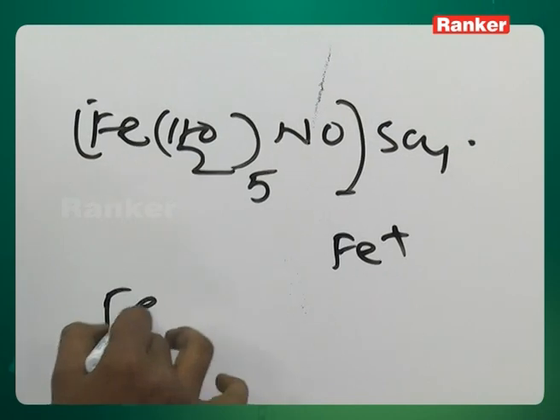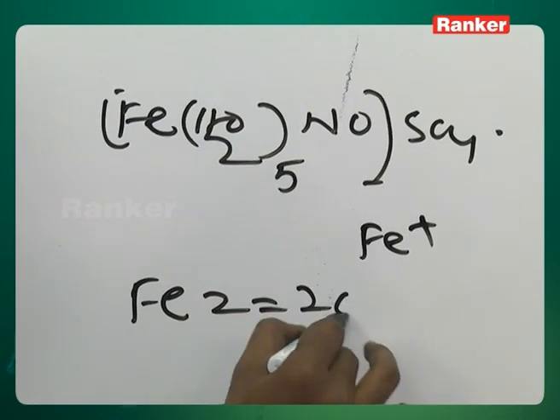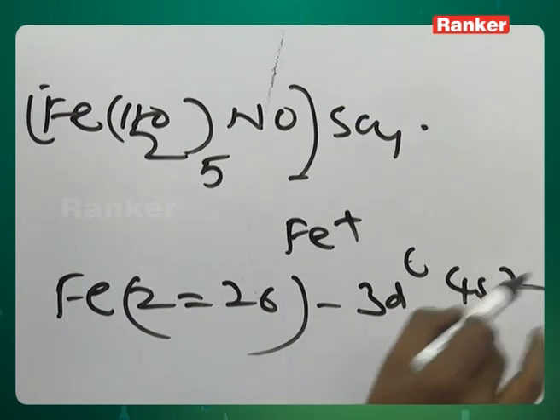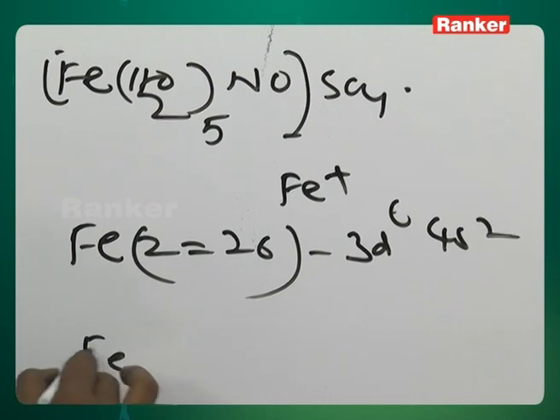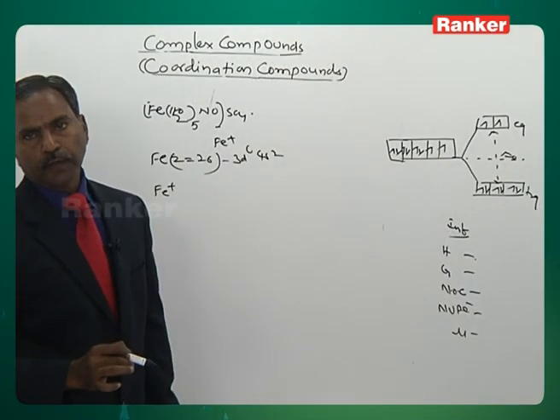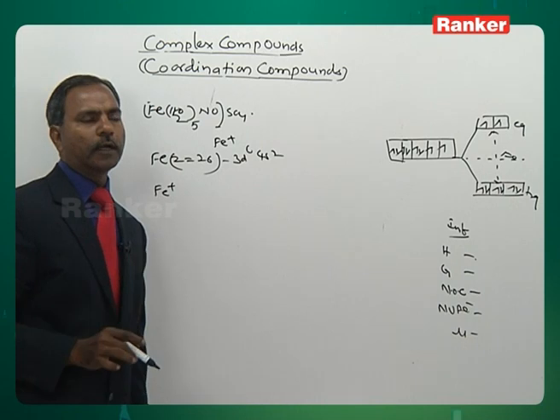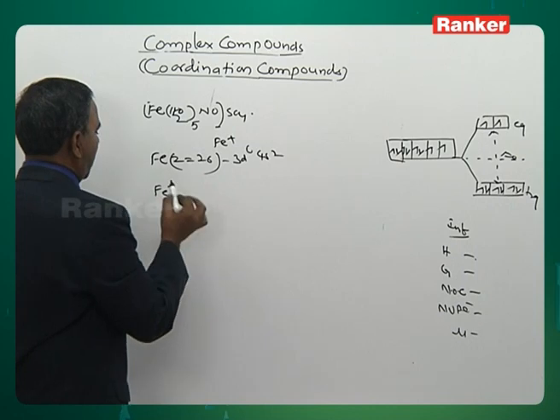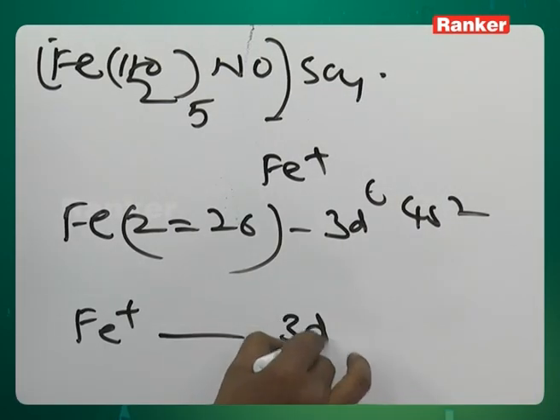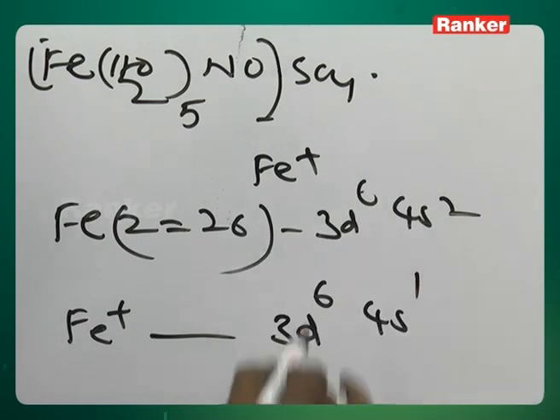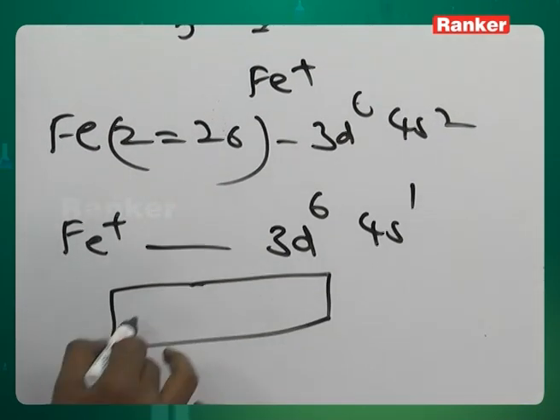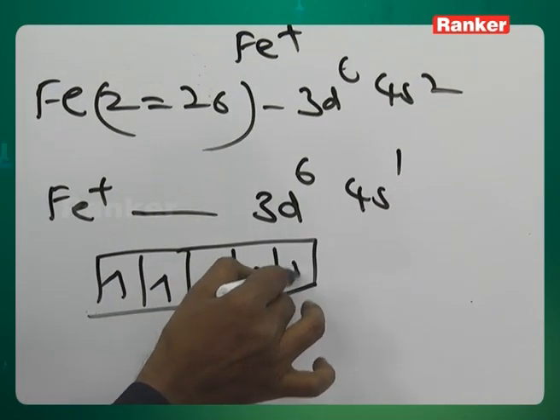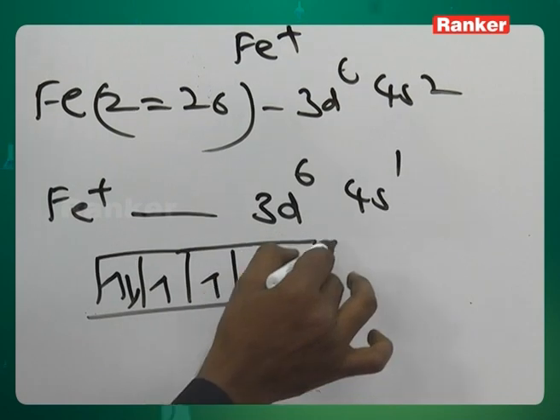Now you see here Fe, Z equal to 26, then it will be 3d6 4s2. Fe plus, you are seeing the oxidation number of iron in the brown ring is Fe plus. The brown ring is very, very important. In most of the entrance exams, it is repeatedly appearing. We should be very careful about Fe plus. Then it is 3d6 4s1.